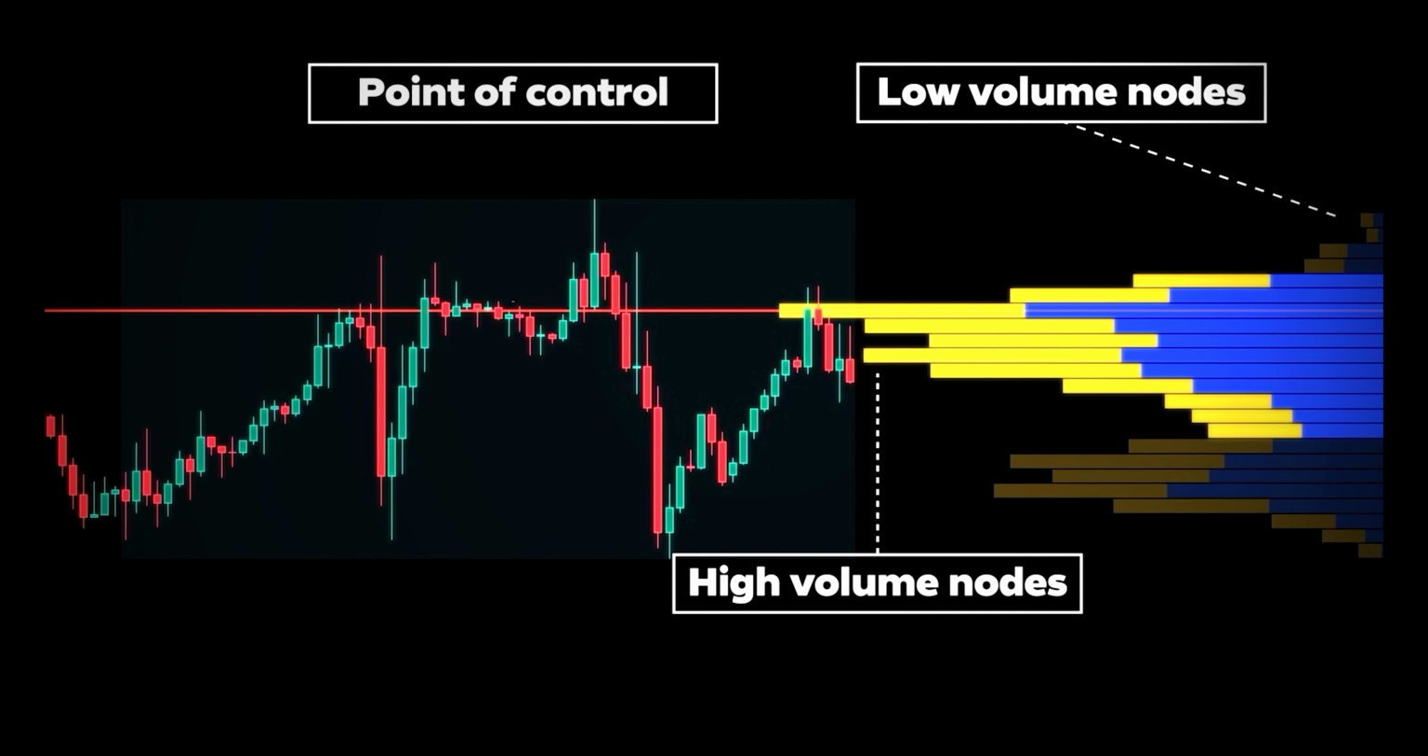This red line is the point of control, which is the price level with the highest traded volume. It represents the most significant price level and highest interest to traders. This is where there is the most buying and selling activity.